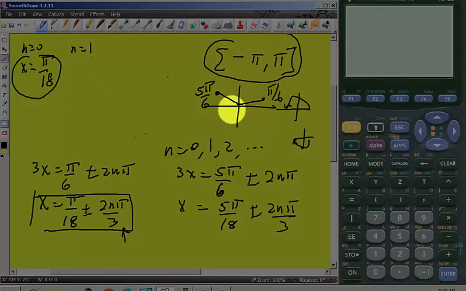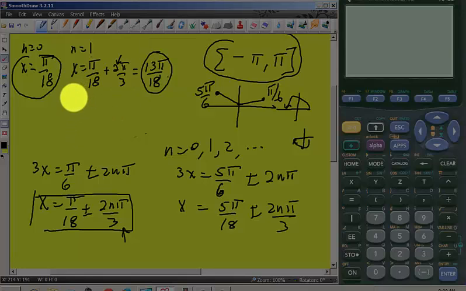I'm going to let my n is equal to 1. Okay, and I have to go both directions because I'm going negative direction too. So n is equal to 1 is going to give me x is equal to pi over 18 plus 2 pi over 3. Okay, that common denominator is 18, so this turns into 12. 12 plus 1 is 13, so this is 13 pi over 18. That's less than 1, so I keep it.